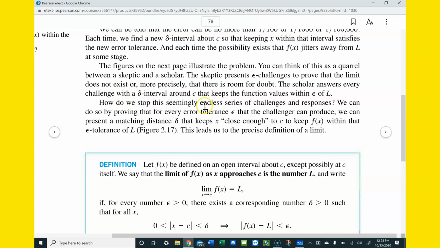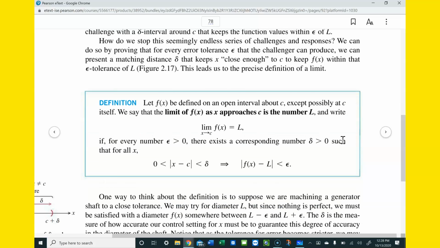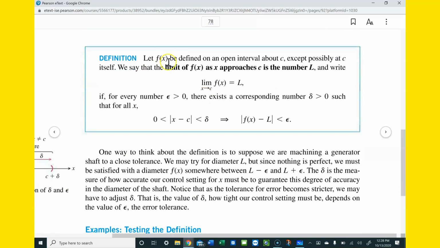How do we stop the seemingly endless series of challenges and responses? We can do so by proving that for every error tolerance epsilon that the challenger can produce, we can present a matching distance delta that keeps x close enough to c to keep f of x within that epsilon tolerance of L. This leads us to the precise definition of a limit. Here is your precise definition of a limit that was about 1800 years in the making.